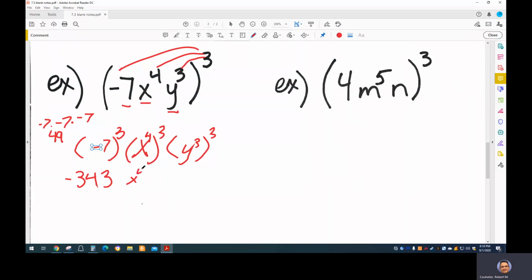Here's our power rule. Base stays the same. Multiply those two exponents. Base stays the same. Multiply these two exponents. And then you can finish your simplifying on out. Okay, guys, this is taking it absolutely every single step by step, not skipping any directions or any steps or anything like that. 4 times 3 is 12. 3 times 3 is 9. That would be our final answer.